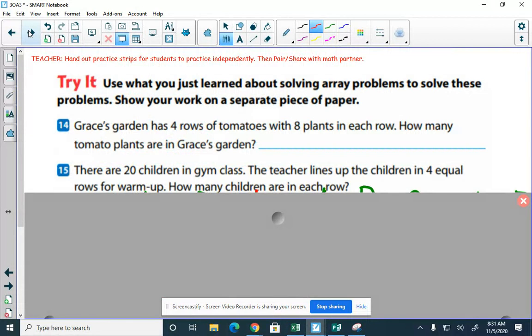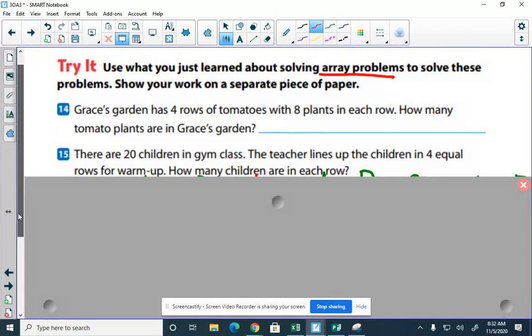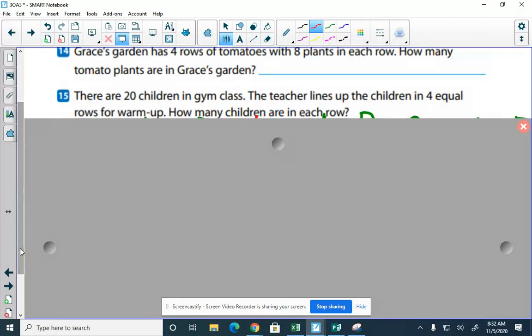If you will pause the video and work out both of these problems, the skill that we're honing in on with this lesson today is we're making arrays to solve these problems, and we're writing them as there's an unknown part to the problem when you're writing it out, and we're trying to solve for the unknown. So let's just make sure you do both of those things. Pause the video and work these out, and then check back with me to see if you got your answers right.